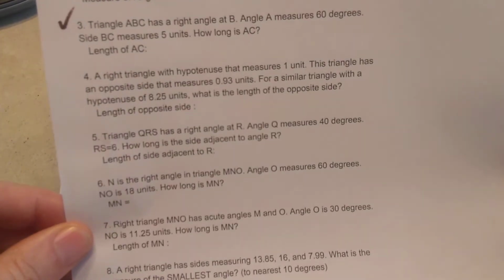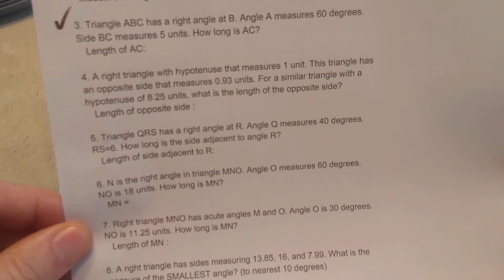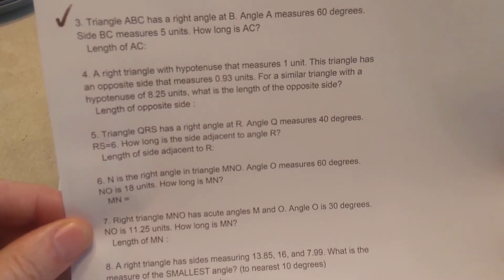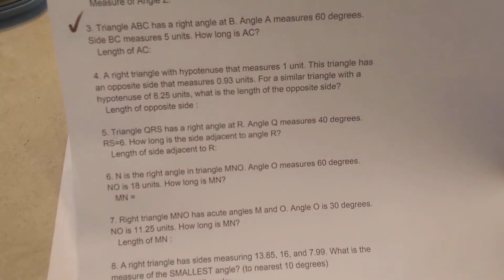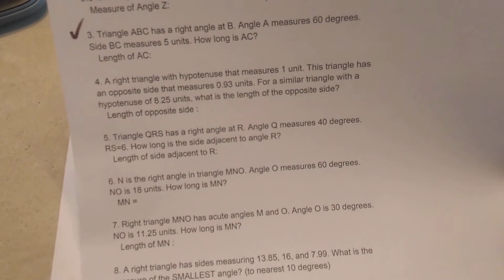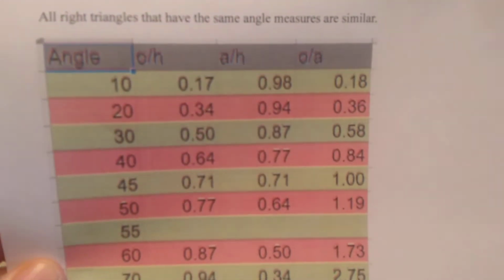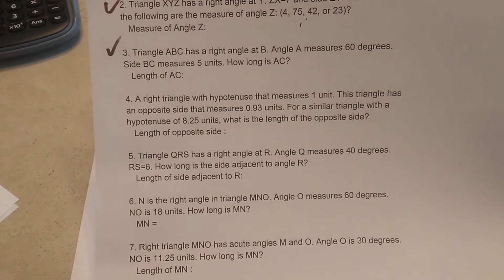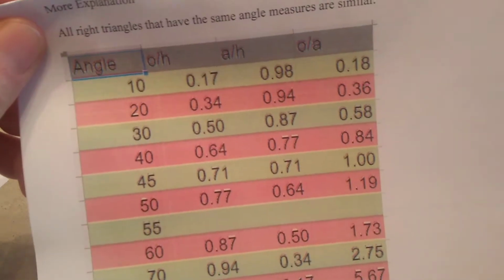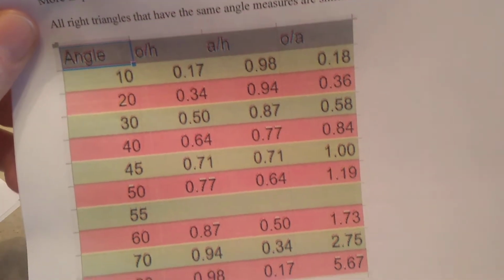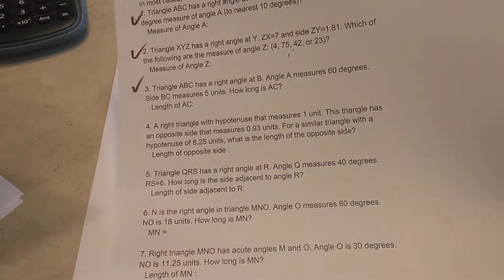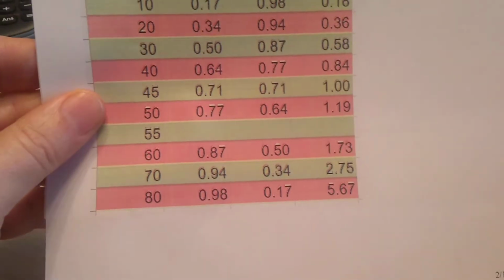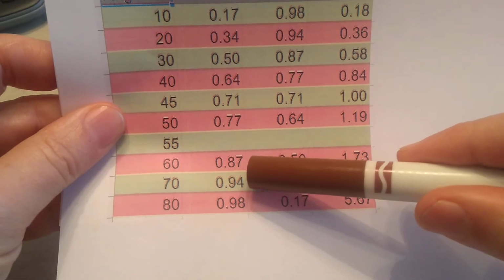This triangle has an opposite side that measures 0.93 units. For a similar triangle with a hypotenuse of 8.25, what is the length of the opposite side? So this is a little bit of a reminder that when you look at this table, the table is a hypotenuse with 1 unit. So hypotenuse of 1 unit and an opposite side that's 0.93. So I'm going to look through here and see if I see 0.93 for this, and I get something super close. Oh, and it doesn't even matter what I got, because all it's saying is it would be like there. And it didn't ask me the degree measure.